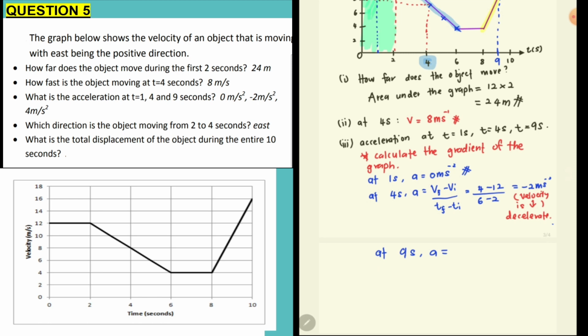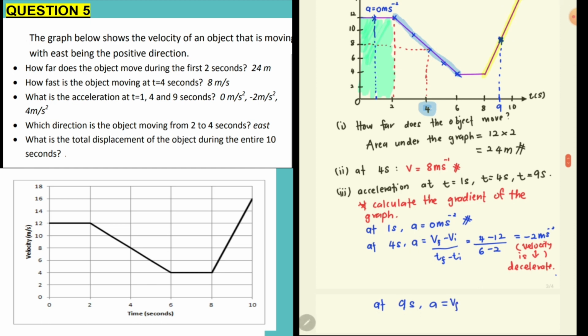Acceleration at 9 seconds, A is equal to V final minus V initial over T final minus T initial. So V final is 14 minus, initial is 4. Look at the equation. Oh sorry, this one is 16. Sorry, this is 16. Here is 16. 16 minus 4, and the time is 10 minus 8.